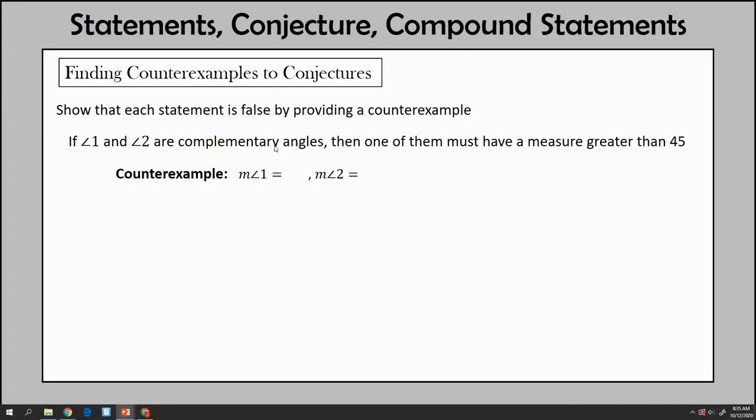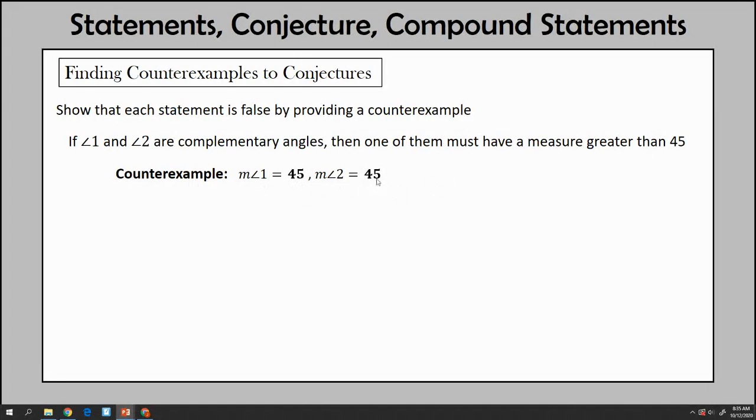If angle 1 and angle 2 are complementary, it means they add up to 90, then one of them must have a measure greater than 45. Okay, so the question to you is, is this true in all cases? Is there any case you can think of in which this isn't true? And well, you've got to come up with this one.